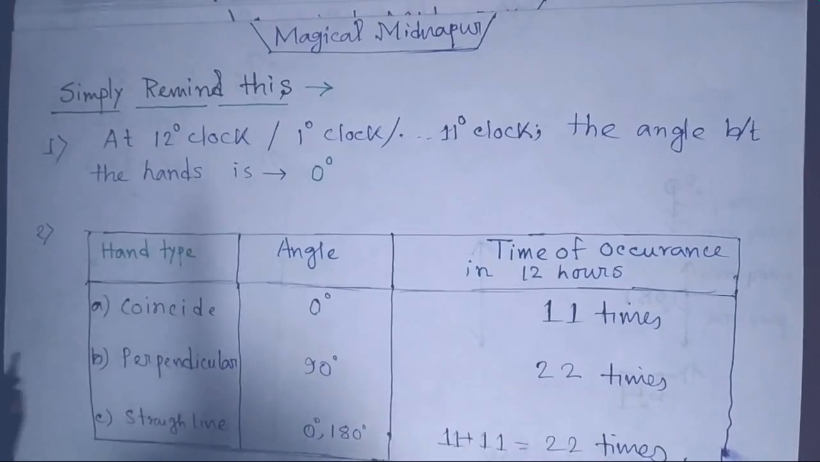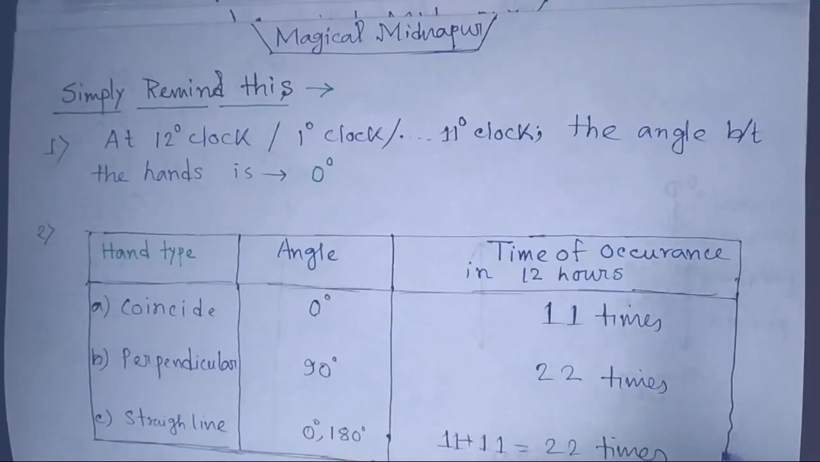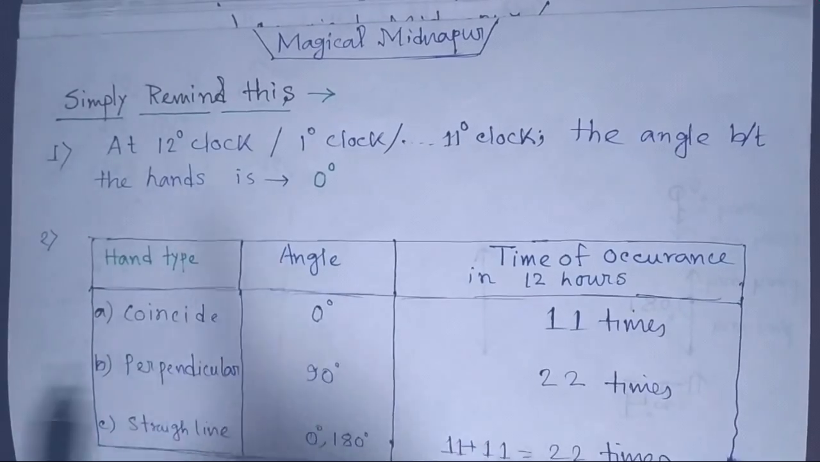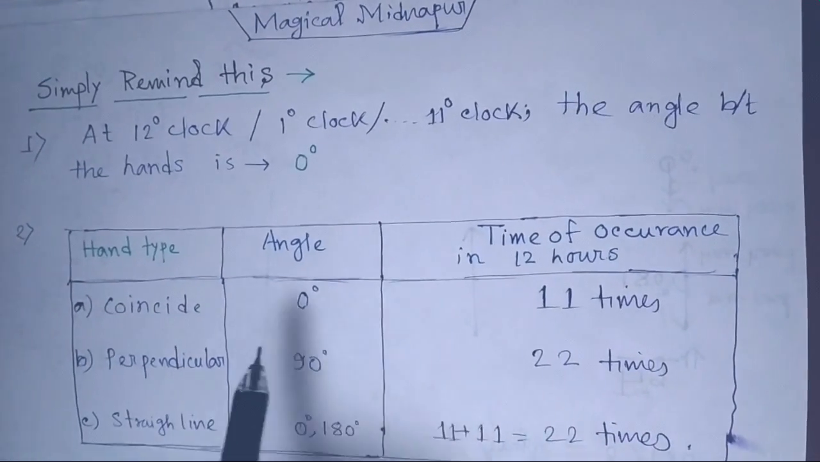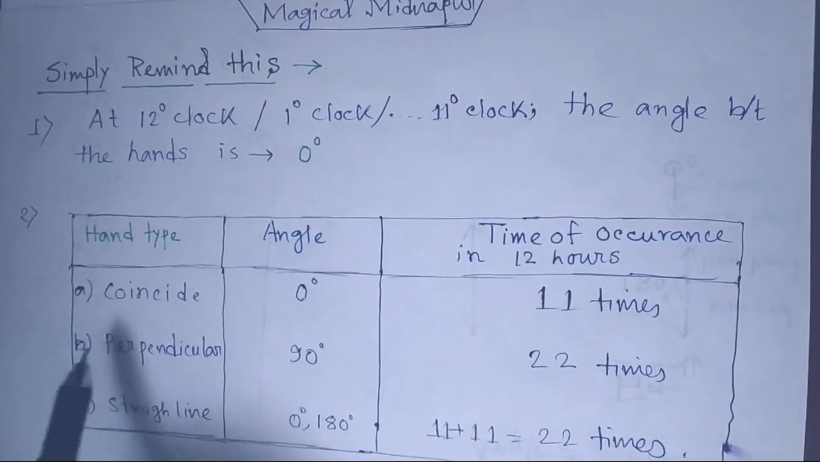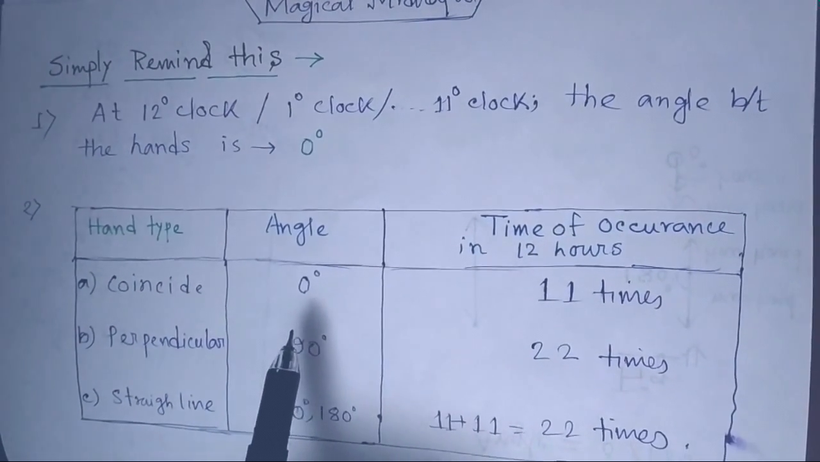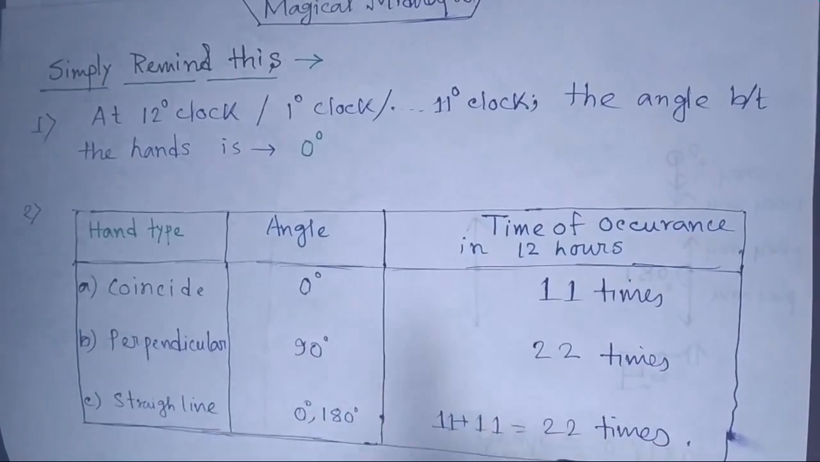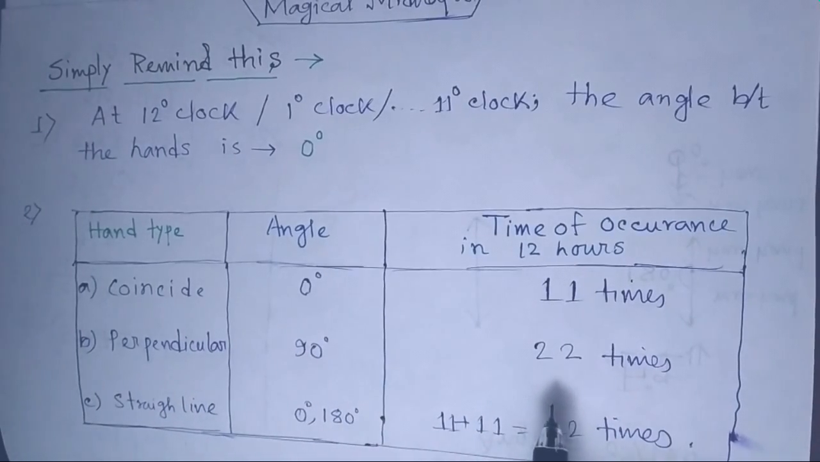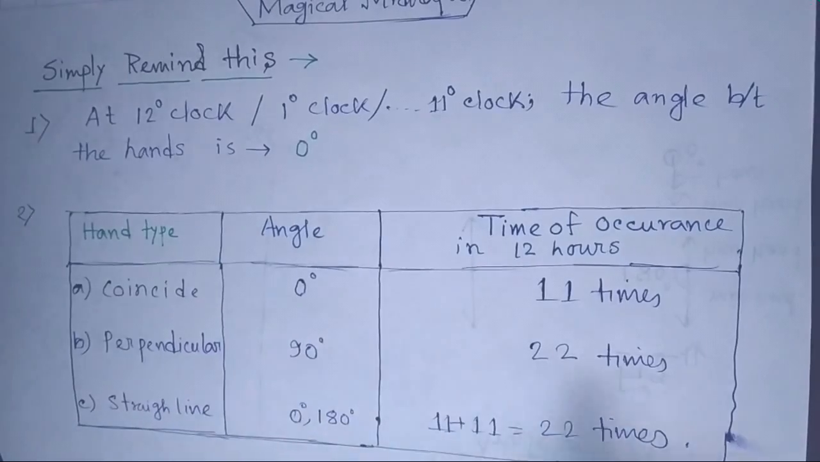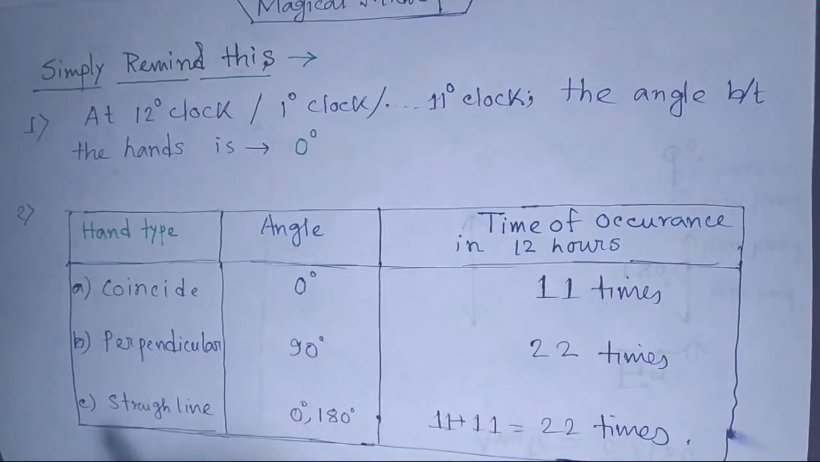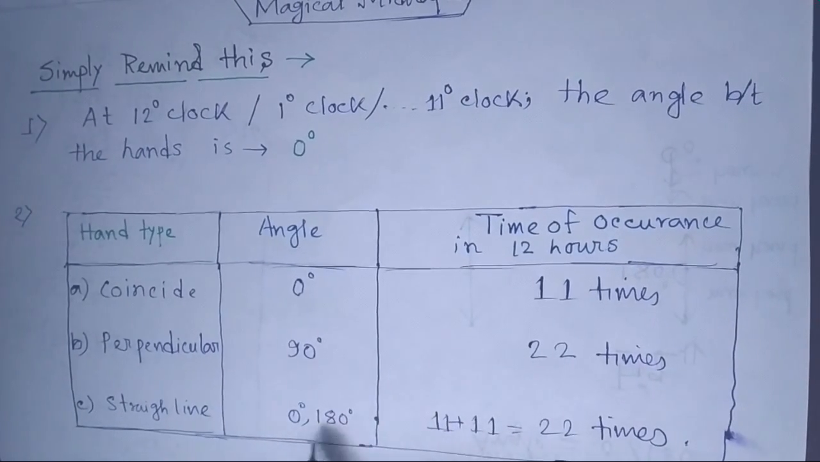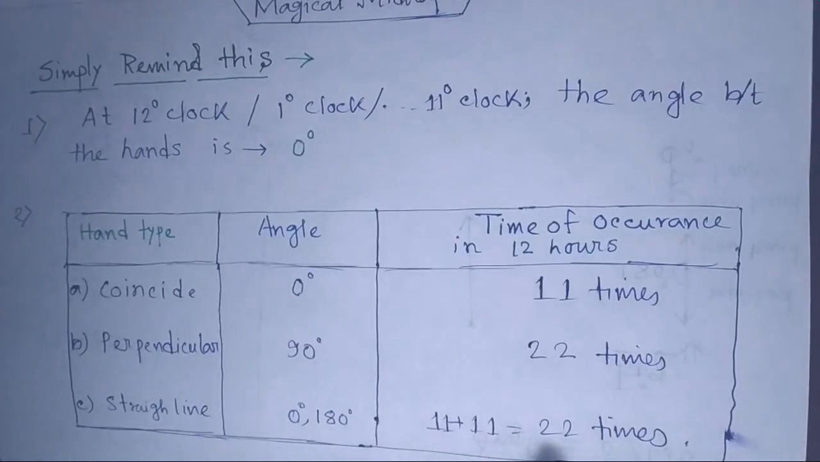Point 1: at 12 o'clock, 1 o'clock, 2 o'clock and 11 o'clock, whatever, the angle between the hands, when minute hand and hour hand, becomes 0 degree. And the hand type, angle, time of occurrence in 12 hours: first, coincide, that means angle 0 degree, and in 12 hours the time of occurrence is 11 times. Perpendicular, angle 90 degree, and it occurs 22 times. I said it previously. And straight line means 180 degree or 0 degree, and 0 degree means 11 times, and 180 degree is 11 times, 11 plus 11, 22 times.